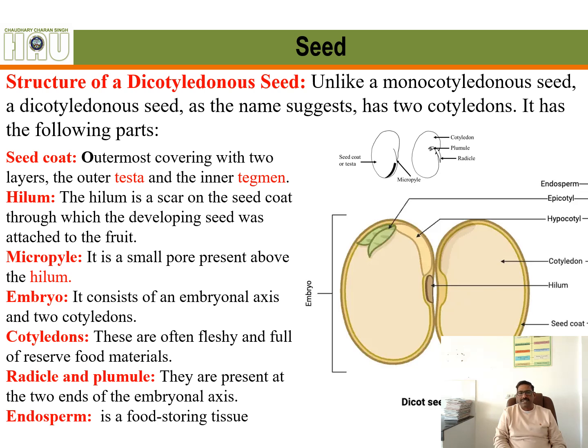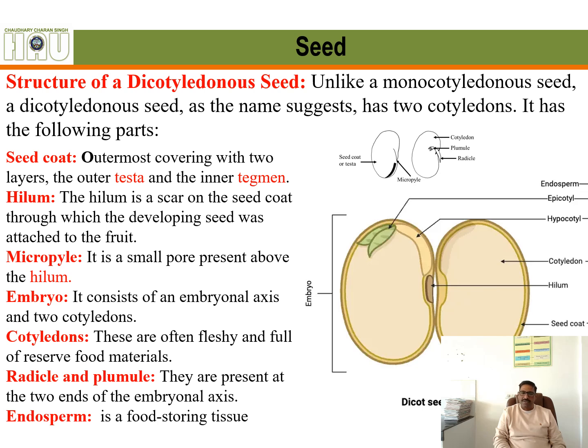Hilum. Hilum is a scar on the seed coat through which the developing seed was attached to the fruit. It means the transportation of water as well as nutrition takes place through the hilum. Micropyle, the small pore present above the hilum which helps in absorption of water at the time of germination.